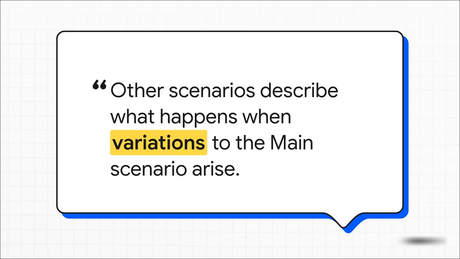But of course, life isn't always a happy path. Things go wrong. What if there are insufficient funds in the account? What if the ATM runs out of cash? These are your alternative flows and exceptions. A really good use case documents these variations too, explaining exactly what the system should do when things don't go according to plan.